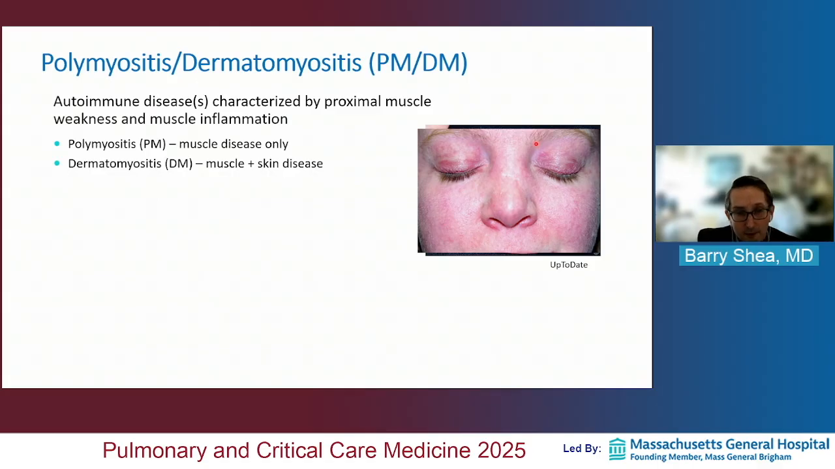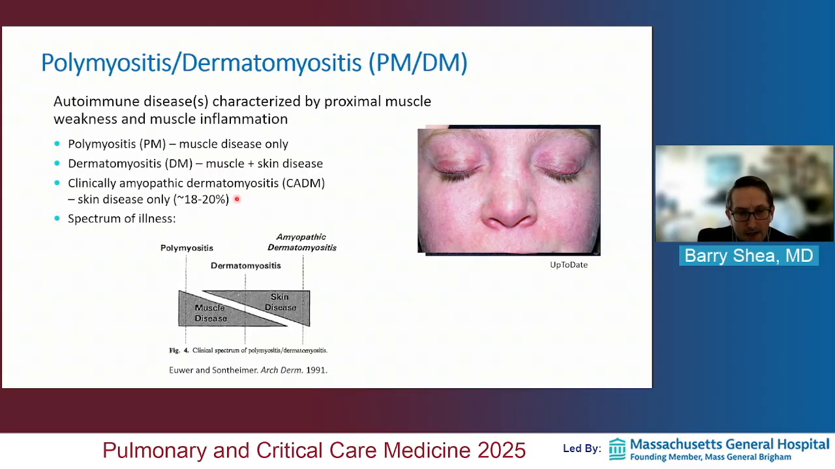But it's also been identified, probably starting about 40, 50 years ago, that there are patients who have some of these classic skin manifestations of dermatomyositis, but don't actually have any muscle involvement. And these patients have been referred to as having amyopathic or clinically amyopathic dermatomyositis, and they make up up to 20% of all cases. In the early 1990s, Euwer and Sontheimer proposed that these different conditions all exist on a spectrum of muscle and skin involvement in this condition, dermatomyositis.